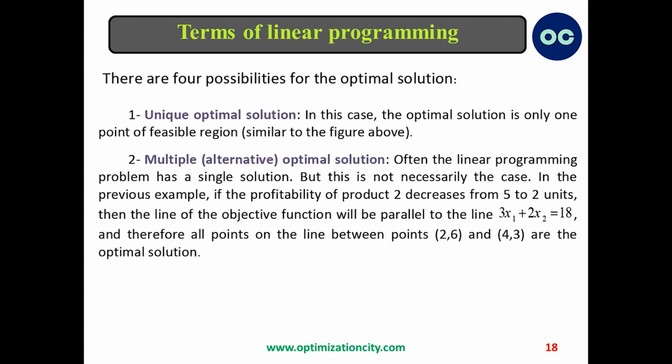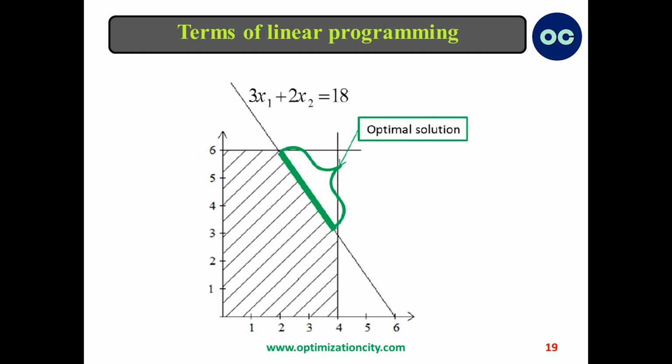Multiple optimal solutions, what is this? While most linear programming problems have only one solution, this is not always true. In the previous example, if the revenue of product 2 decreased from 5 to 2, the objective function line becomes parallel to the line 3x1 plus 2x2 equals 18, resulting in a range of optimal solutions along the line between the points (2, 6) and (4, 3). This is the line between these 2 points, and all points on this line will be optimal solutions. It's called multiple optimal solutions.